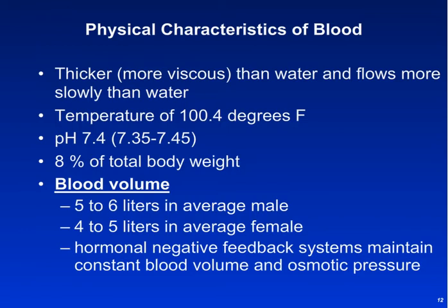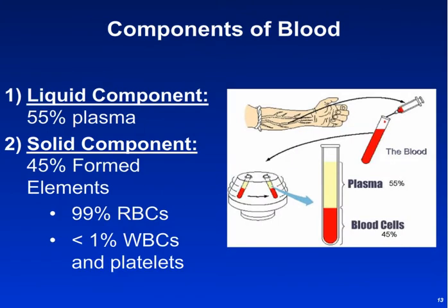It's important to know that our blood volume is regulated by a negative feedback mechanism to maintain the right ratio of cells and also the right ratio of plasma. So if you've ever gone to the hospital or the doctor's office and had some blood drawn, they've probably spun that blood down into its two major components.